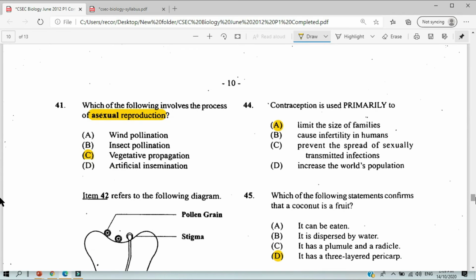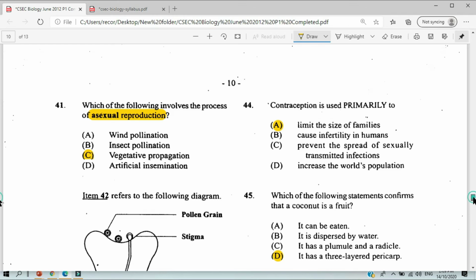Question 41. Which of the following involves the process of asexual reproduction? Asexual. So asexual, again, we are using a part of the plant, so it's going to be vegetative propagation. Vegetative propagation. So your answer there is C.